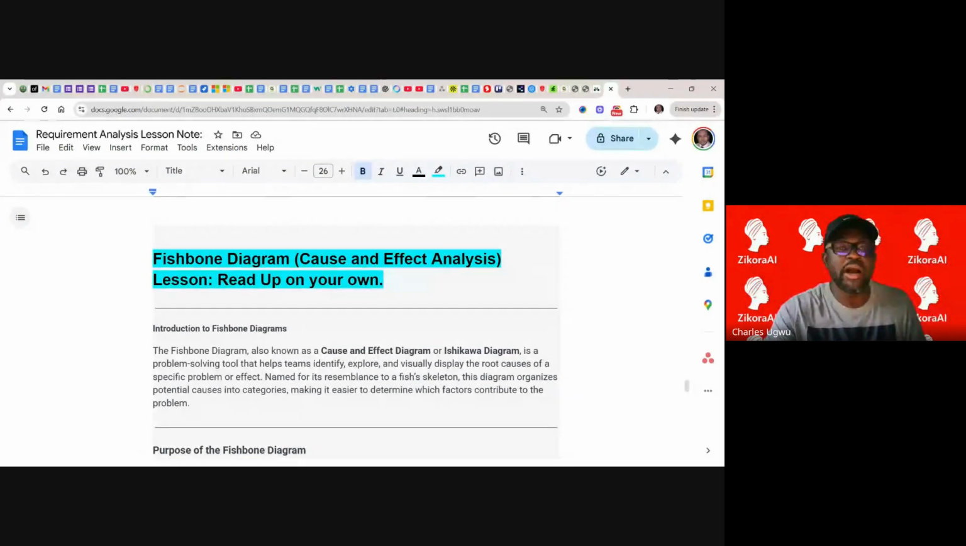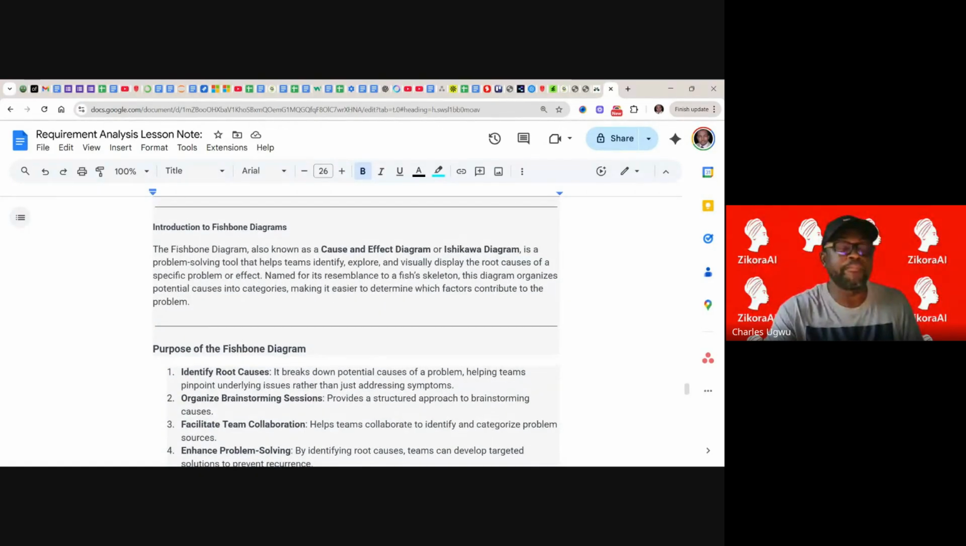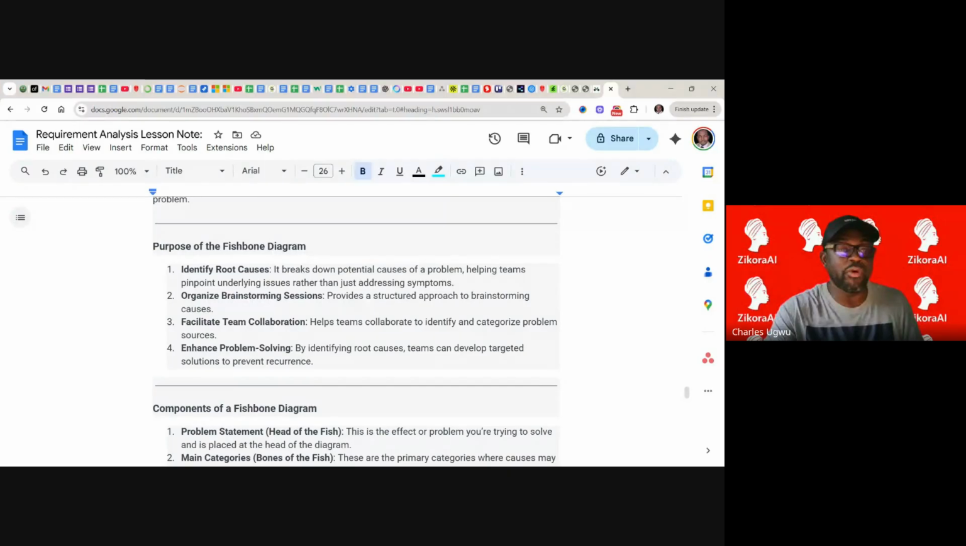You combine complex situations. So we have the fishbone diagram, cause and effect analysis. I made this for us to read up. It's very important for us to understand this fishbone diagram. As a business analyst, it is one thing we need to understand. That is what makes us stand out as professionals. Understanding only gap analysis is not enough when you call yourself a consultant, a professional.